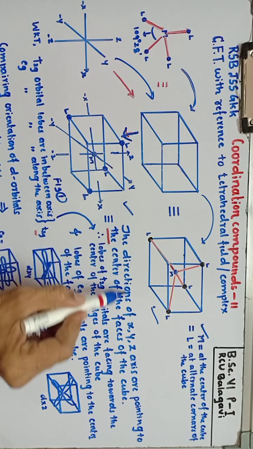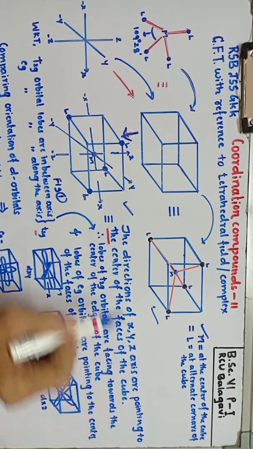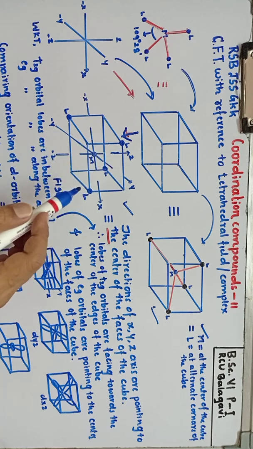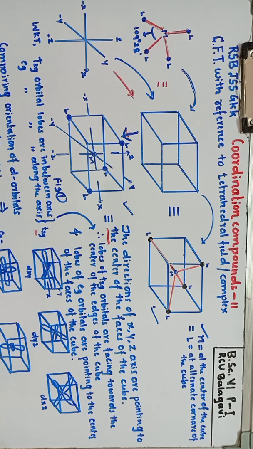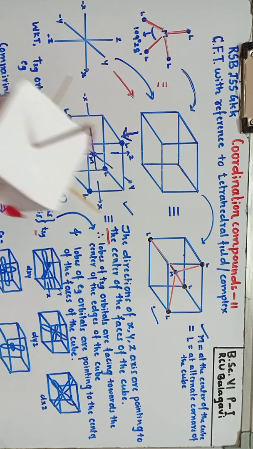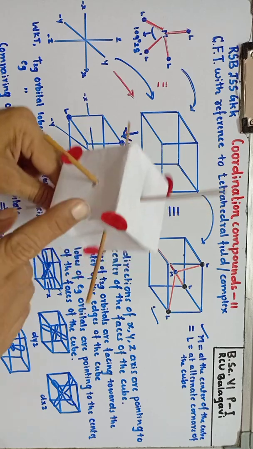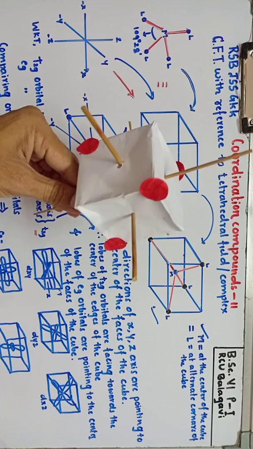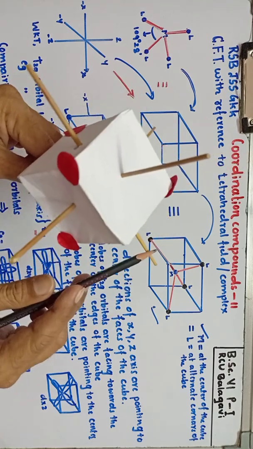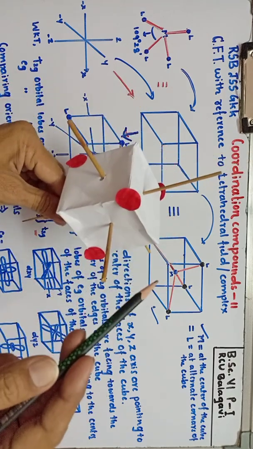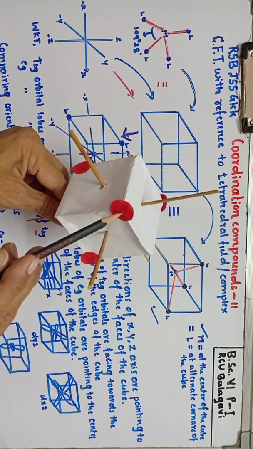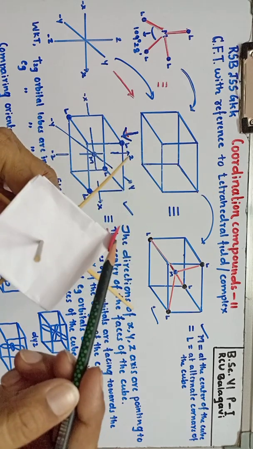Further, the directions of x, y, z axis are pointing to the center of the faces of the cube. This we can easily realize by taking this 3-dimensional 3D arrangement. See, if this is the simple cube, and these are the x, y and z axis, and ligands are coming at the alternate corners of the cube like this one. This one is a ligand, and the second, third and fourth ligands will come here.